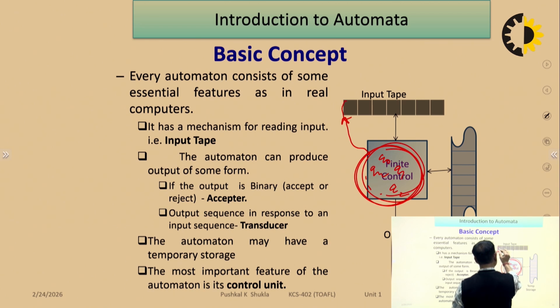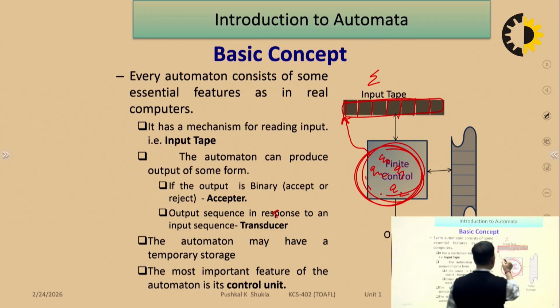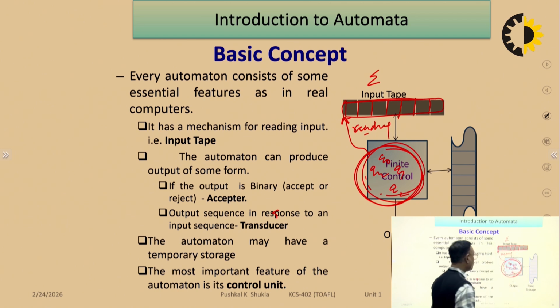cell, and this is an input tape. This is a magnetic tape where the input alphabet, represented by sigma, is written. The tape is divided into square cells, each cell capable of storing one alphabet symbol, and this is the reading head, which is aligned to the leftmost position.